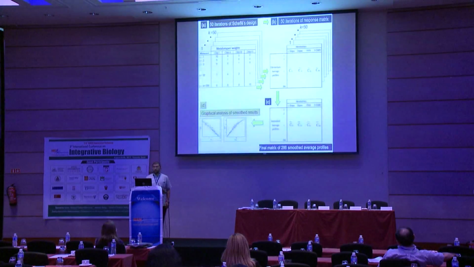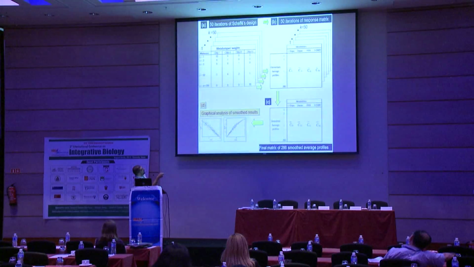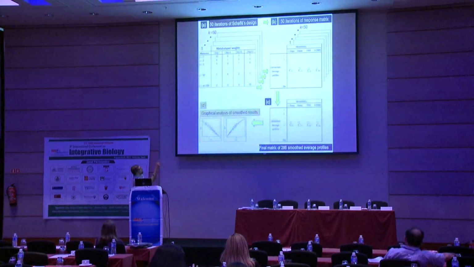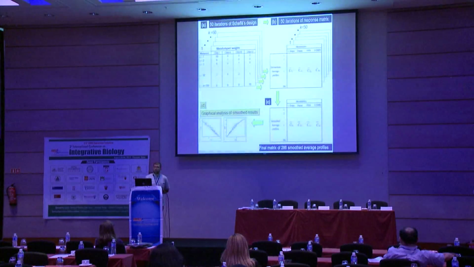For that, the bootstrap technique, which is a resampling technique, was applied, consisting of several samplings of 10 individuals for each mixture. At the end, the mixture design and its elementary response matrix were iterated 50 times. The number 50 was tested to be sufficient for results convergence. Finally, the 50 elementary response matrices, each containing 286 average metabolic profiles, were averaged to obtain a unique response matrix containing 286 smoothed metabolic profiles.